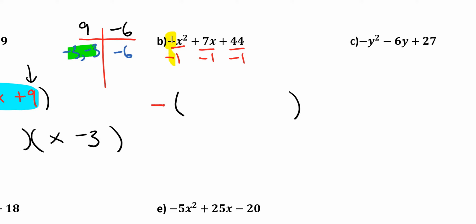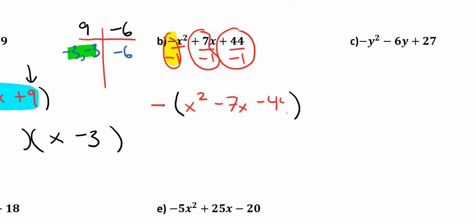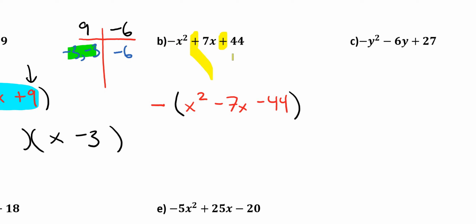So ask yourself, I have two negative signs, so if I have two negative signs right here, then what's left is positive, so positive x squared. 7 divided by -1 is -7x, and 44 divided by -1 is -44. Once again, you'll notice that the signs, the positive and the positive, change to the opposite signs, which is negative, and this negative here is positive to start off the bracket. That's because we're pulling out the minus sign at the front.